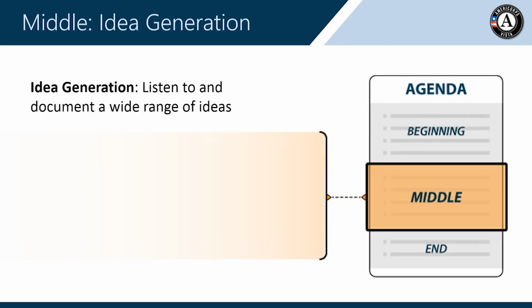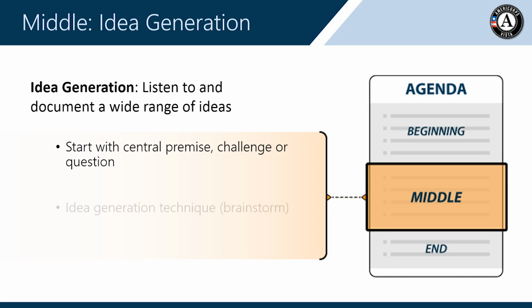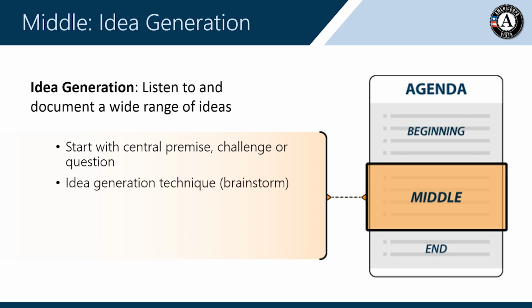An idea generation meeting, which aims to gather a wide variety of ideas, starts with a central challenge or question for the group. It then moves into a process where participants contribute ideas in a structured way, such as a brainstorming activity. To make sure you capture the intended meaning of each contribution, allow time to clarify ideas.